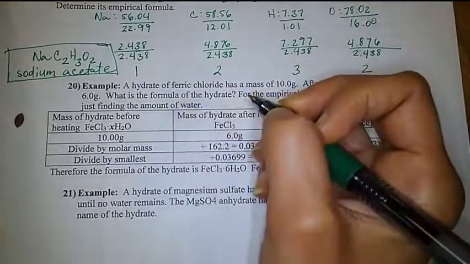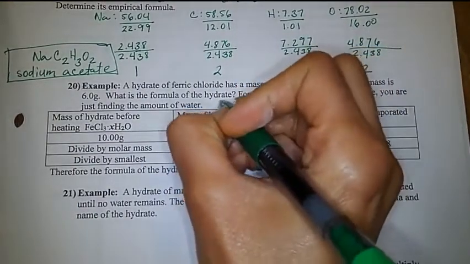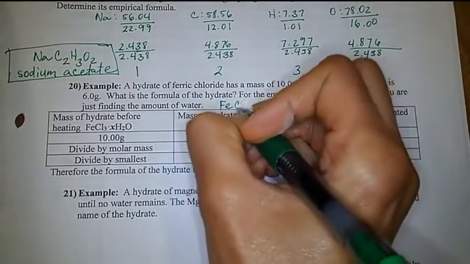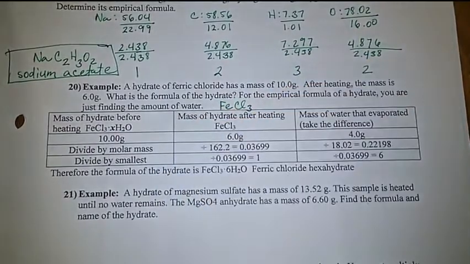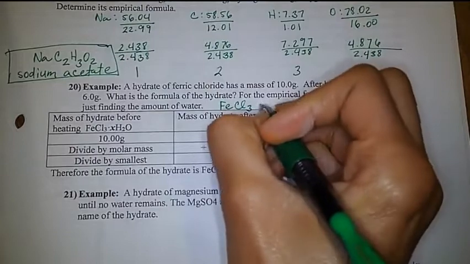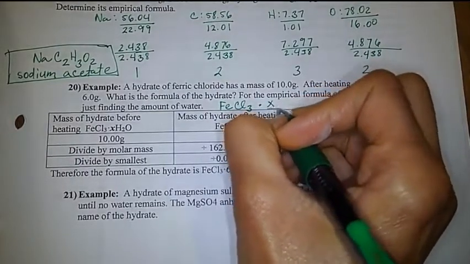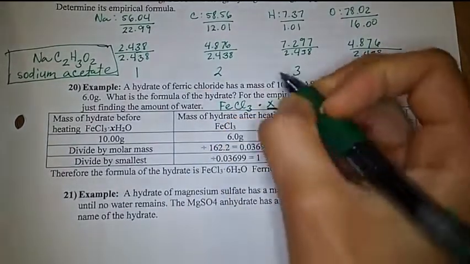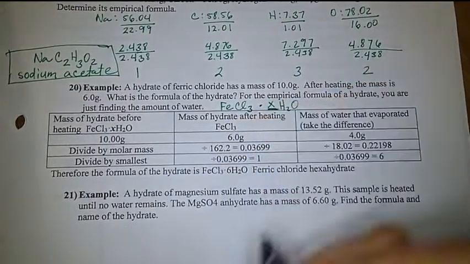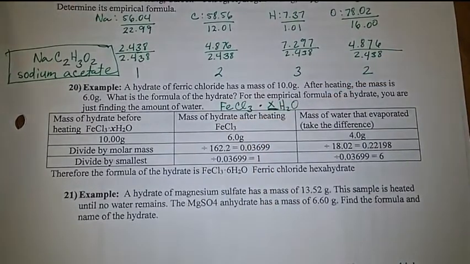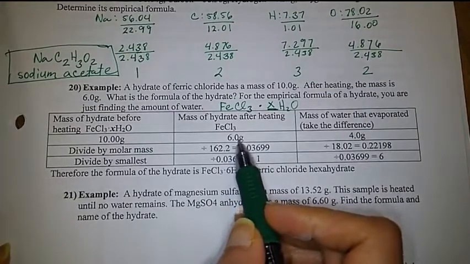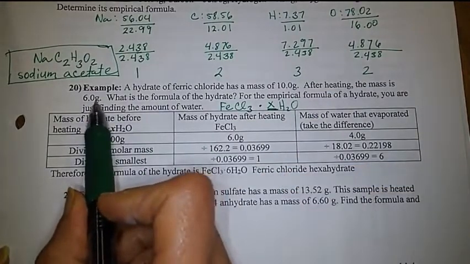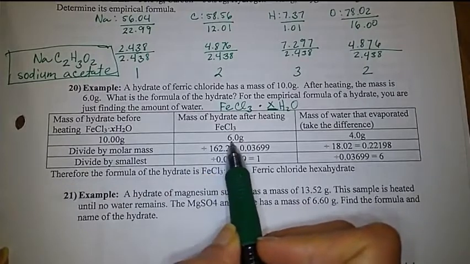This is ferric chloride, which means it is FeCl3. But we don't know what hydrate we have. We don't know what this mole number is for the hydrate. So that's what we're actually trying to figure out from this particular problem. In this problem, they tell us that it is 6 grams right here. So I'm going to write 6 grams.